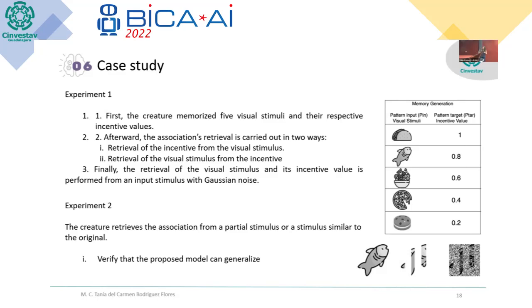Finally, we use partial information with Gaussian noise. For the two experiments, we use only partial information or similar stimuli. This experiment is important because with this experiment, we verify that the proposed model can generalize.